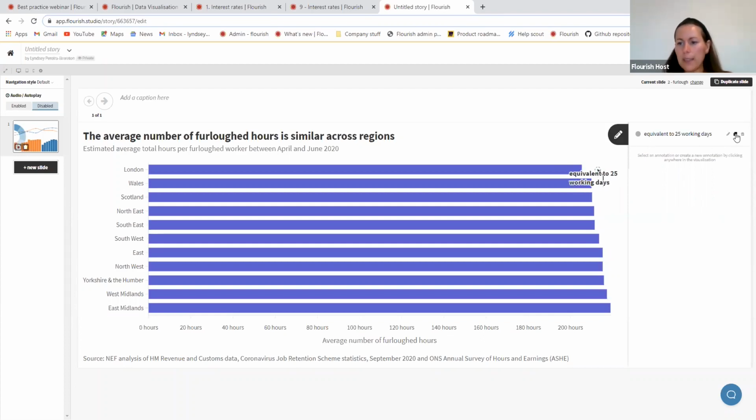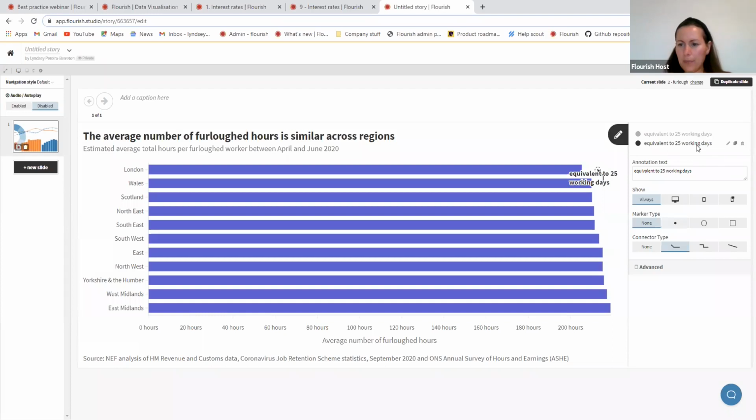But then you can duplicate this and make different annotations for mobile phones. So you might want to have a cut down version of annotations for mobile phones because they get cut off on the smallest screen. But I'm sure we'll be doing another webinar on annotations, but just to make you aware that's how you do it in the story player.